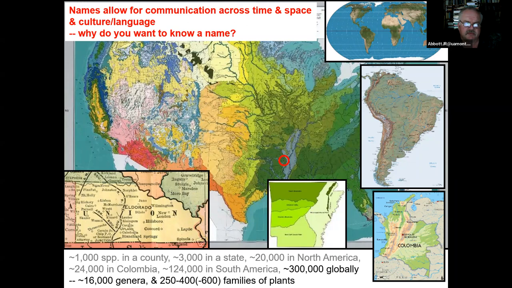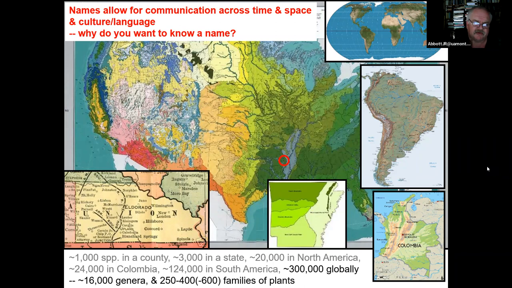Obviously, a few of the larger states can be substantially more than that. But on average, most states about 3,000 species. And all of North America, 20,000 species, right? And so in context, just be aware that the world is not homogenous. It's quite heterogeneous out there in terms of the diversity you find, the number of species you find per area.